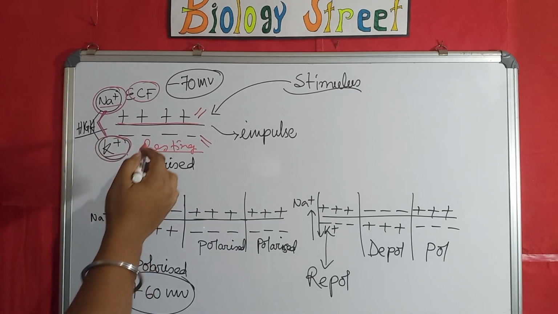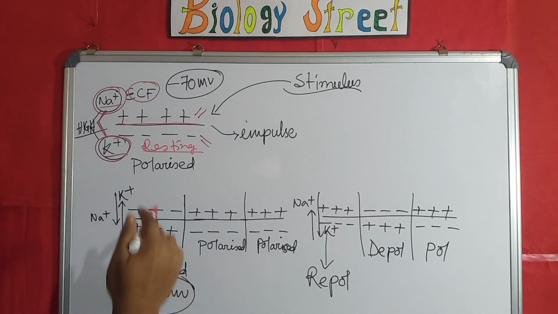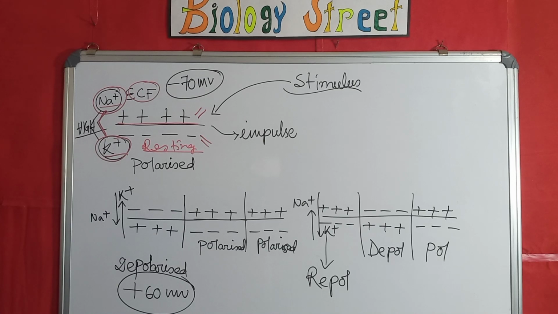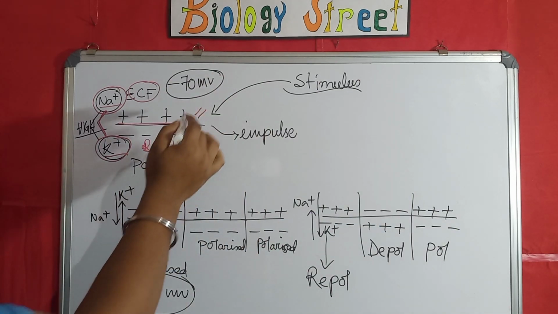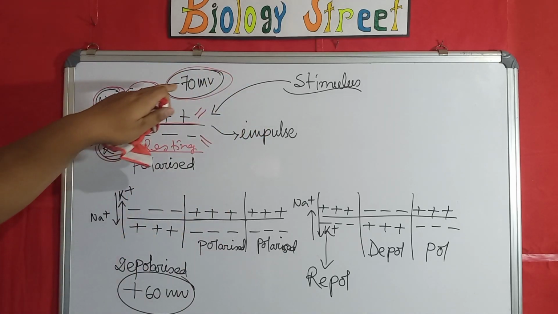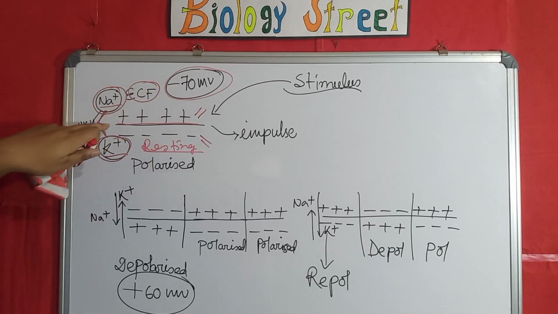The resting potential is the potential when the neuron is at rest, which means no stimulus has yet attacked it. The value of this resting potential is minus 70 mV. Why is this minus? Because it denotes the difference between these two sides. That's why it is minus 70 mV.